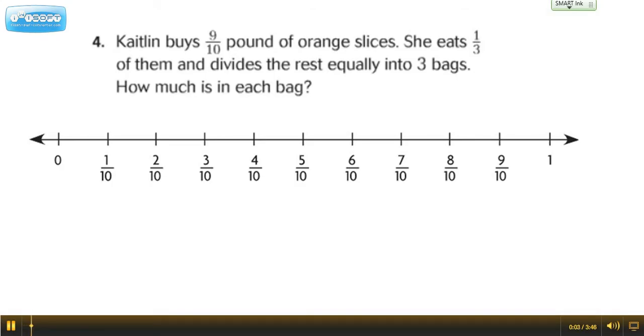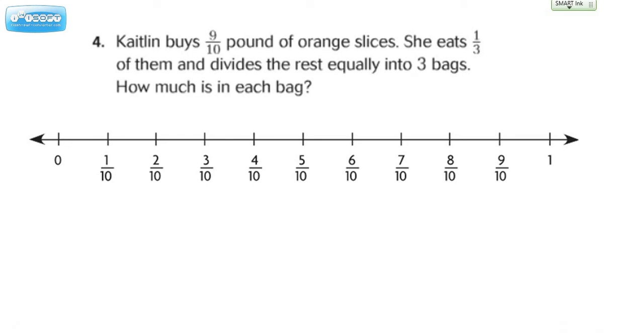We're taking a look at question number 4, and we're going to use a number line to help wrap our brains around this question. Caitlin buys 9/10 pound of orange slices. She eats 1/3 of them and divides the rest equally into 3 bags. How much is in each bag?